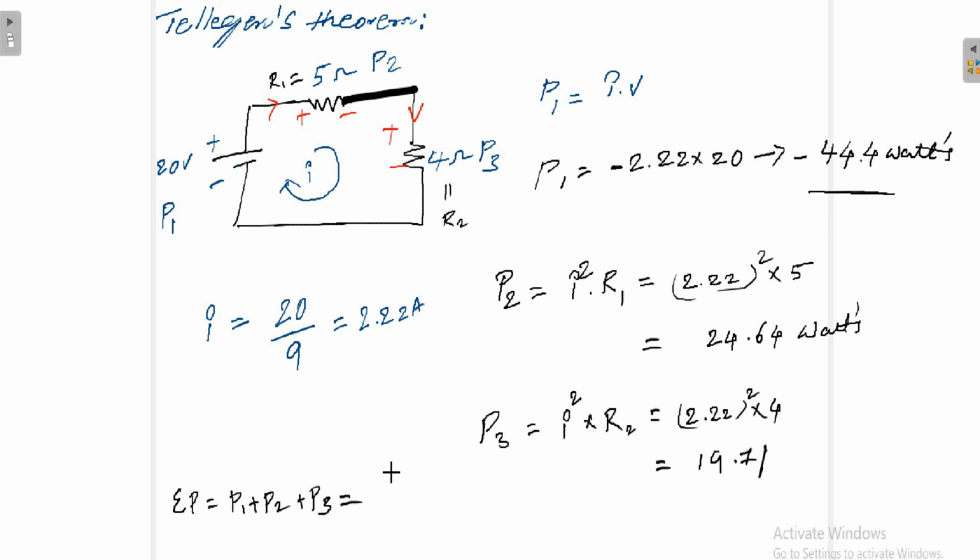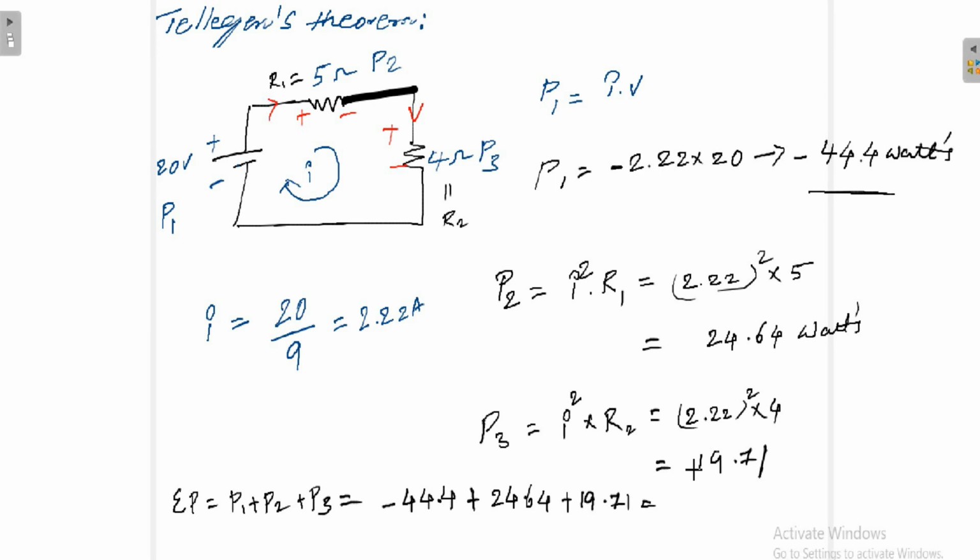So let us find the summation of P, that is P1 plus P2 plus P3. What is P1? Minus 44.4 plus P2 is 24.64 plus P3 is 19.71. Let us equate it. How much will you get? 44.4 plus 24.64 plus 19.71.